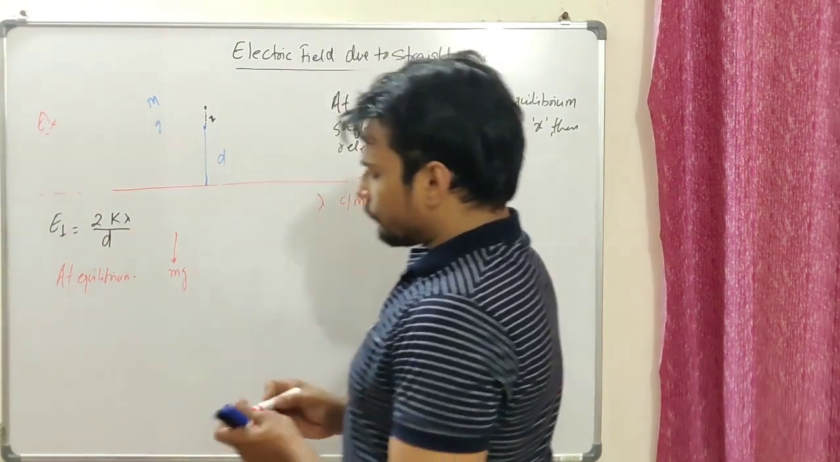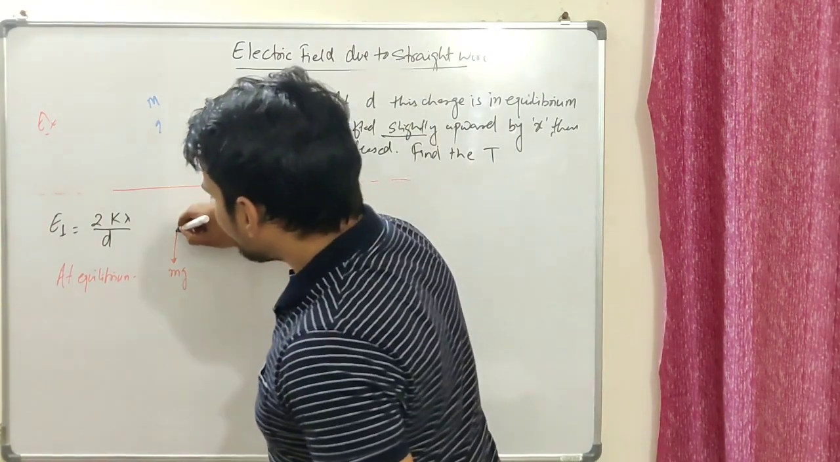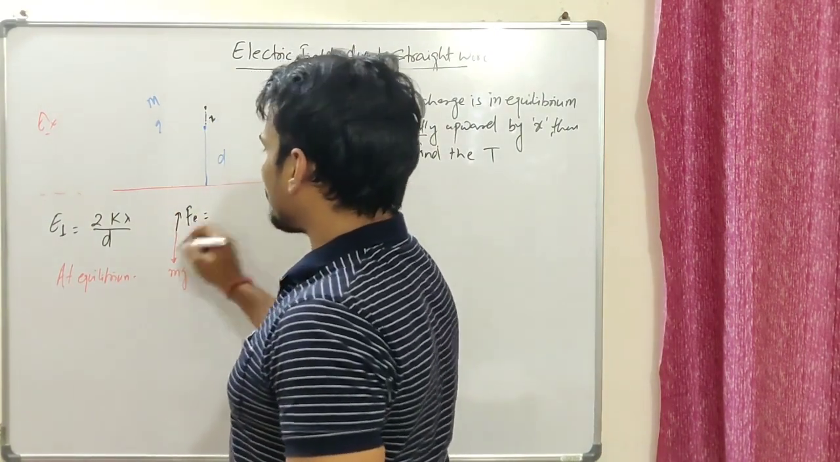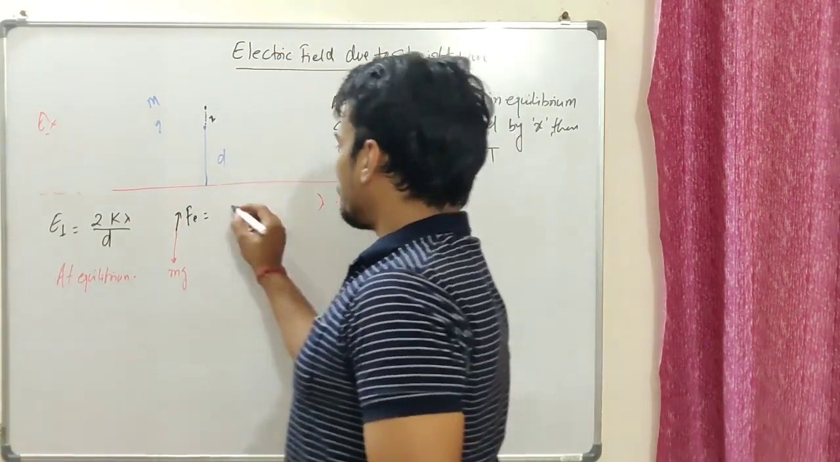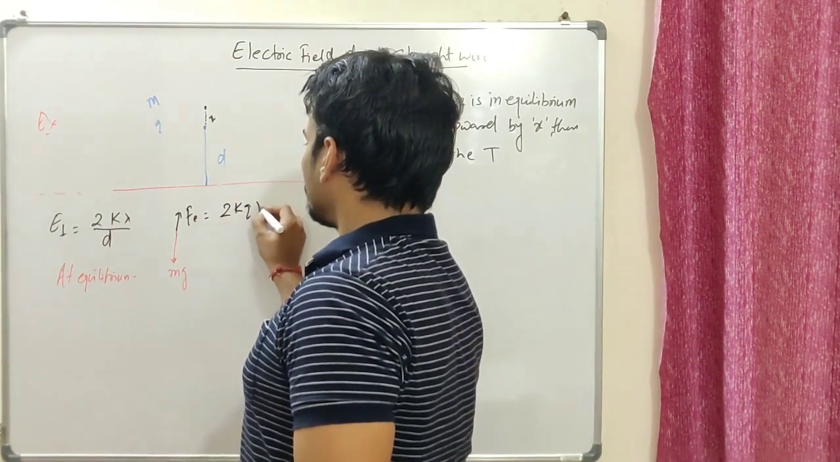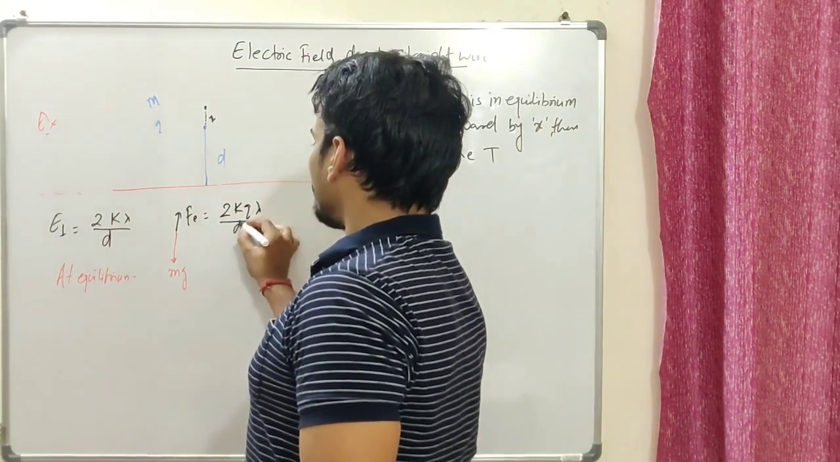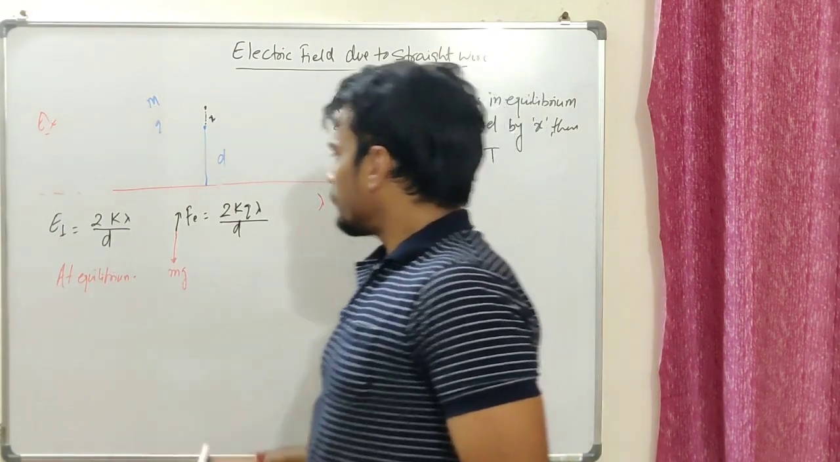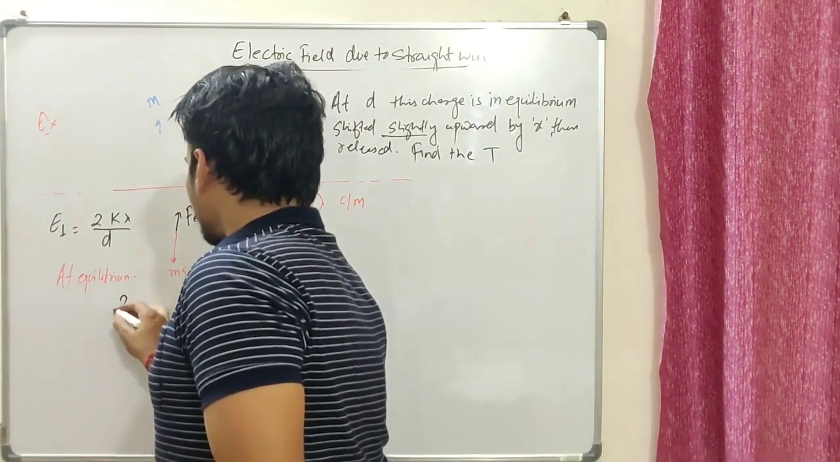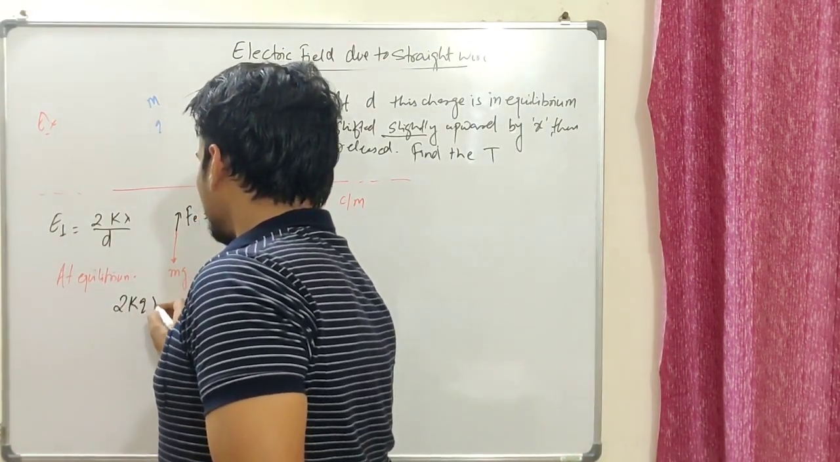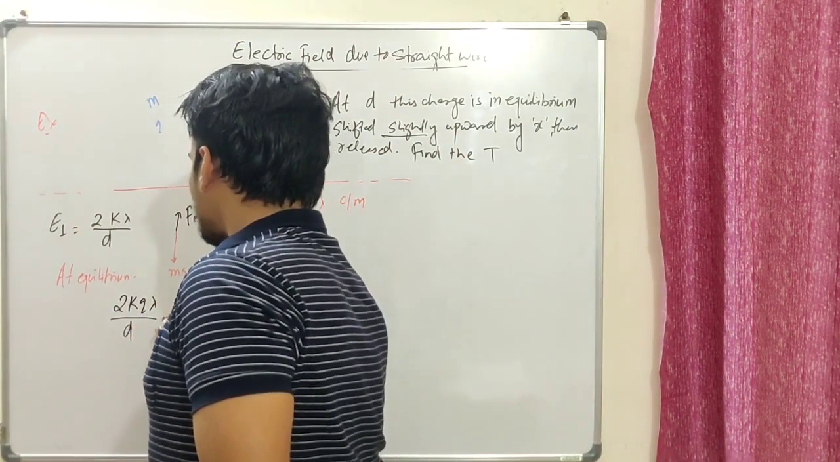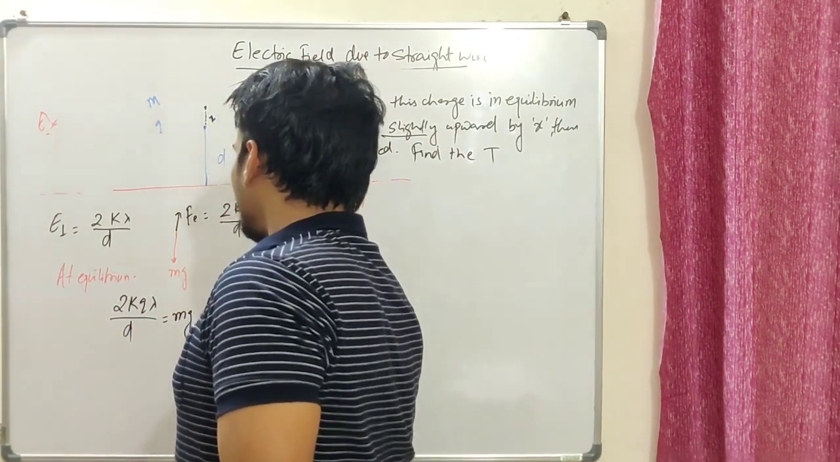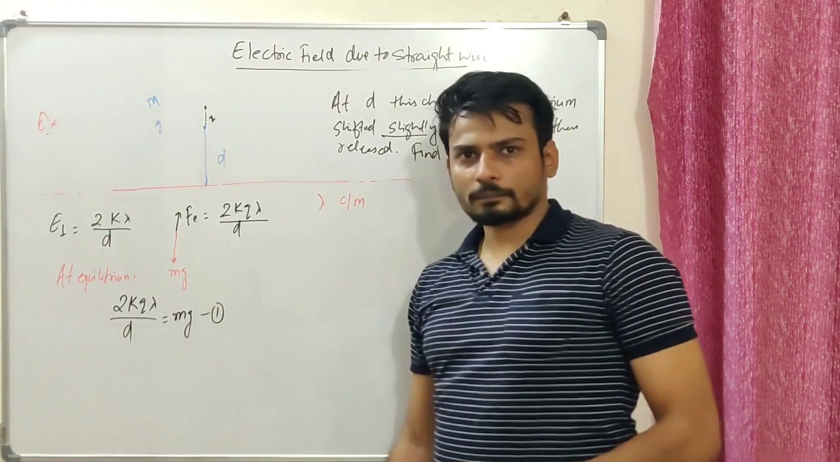The electrostatic force that should be acting upward, F electrostatic, should be how much? E into Q, that should be 2kQλ over d. At this point, they should be equal. So I can say that 2kQλ by d is going to be equal to mg. Let's keep this as equation 1.